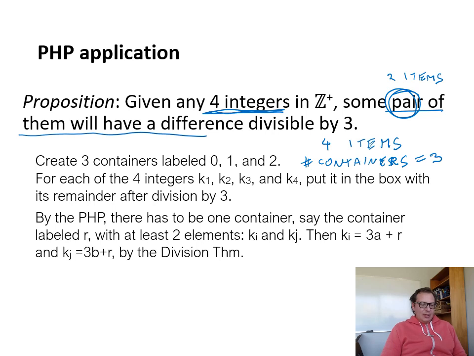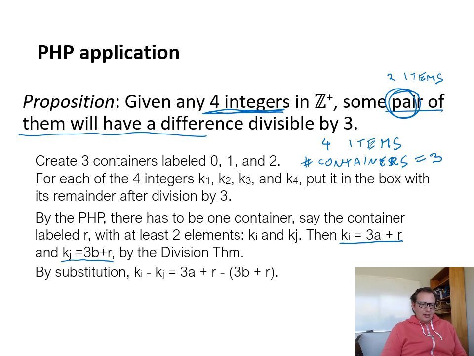Okay, so now when we apply our pigeonhole principle of this, we know there has to be at least 1 container, let's label this container with R, that has at least 2 elements, right? Because we're distributing 4 items into 3 containers. And let's call these elements ki and kj. So then, because they're in the same container, we know that their remainder when divided by 3 is the same. So we know that ki is 3A plus R, and kj is 3B plus R for some A, B, and R that are integers. And that follows from the division theorem.